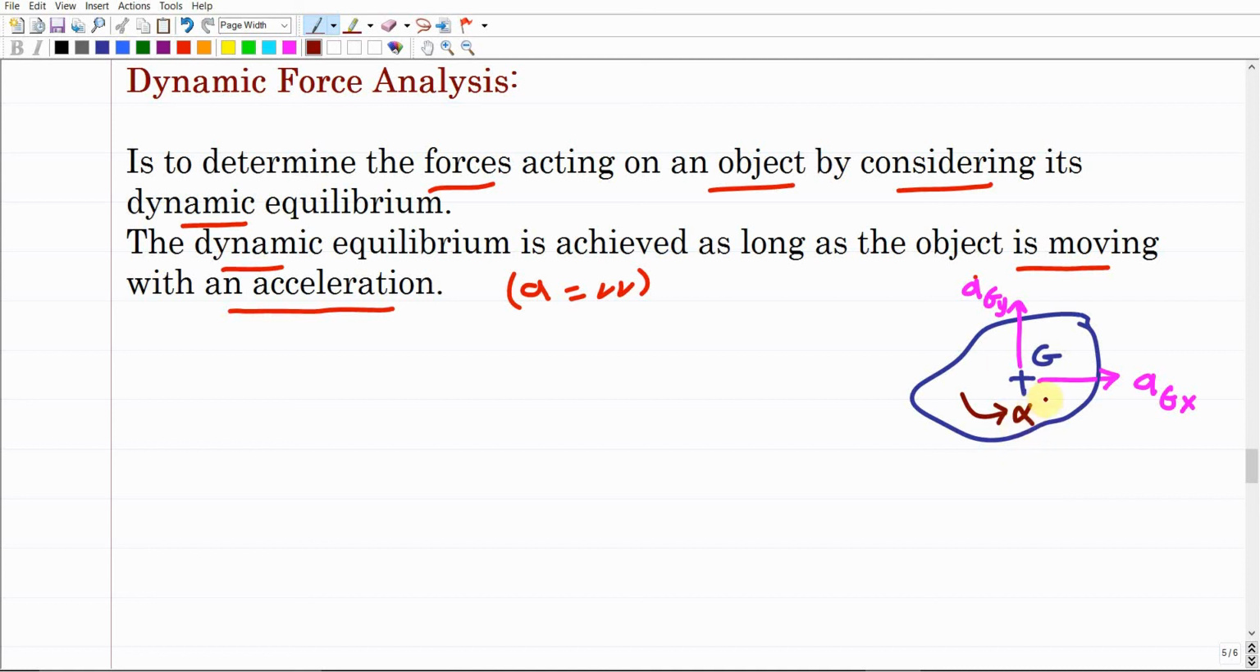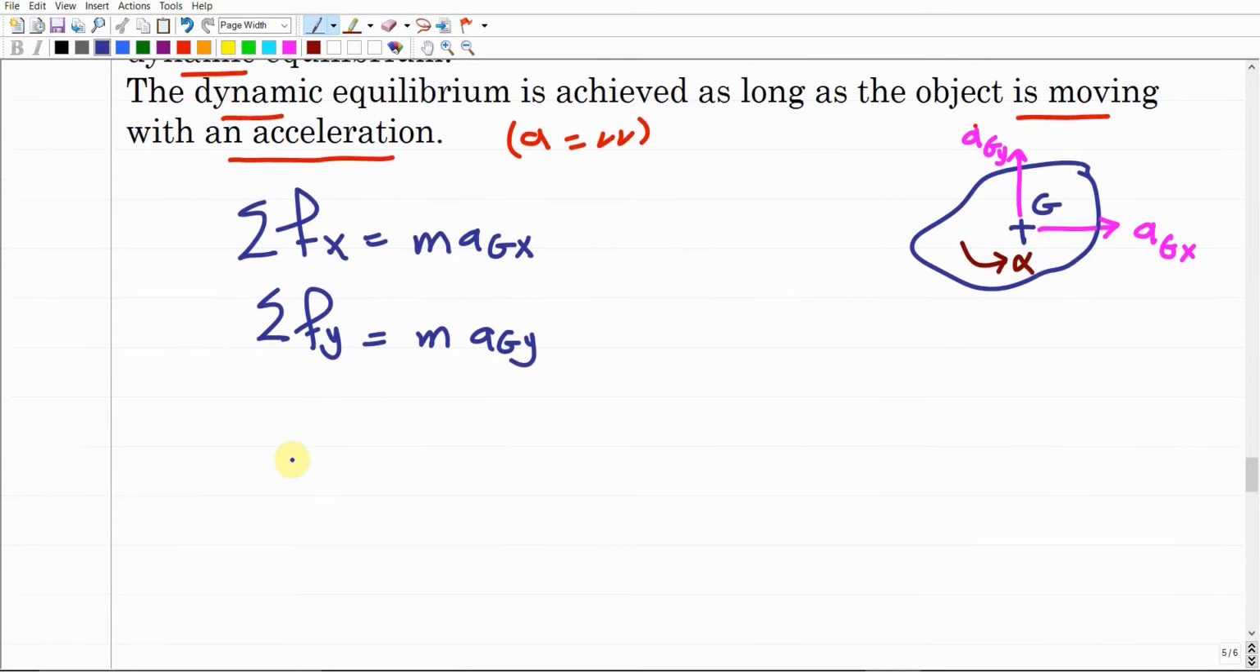Because of the rotation, in addition to the linear acceleration, if I ask you to apply the dynamic equilibrium from the dynamics class, the sum of forces along x should equal the mass times a_Gx, right? And the sum of forces along y should equal the mass times the acceleration along y. And the sum of moments about the center of gravity should equal I_G, which is the mass moment of inertia about point G of this object, times alpha, which is the angular acceleration.